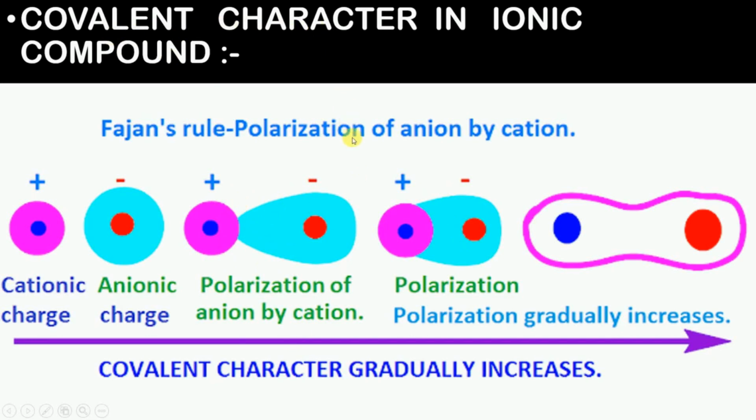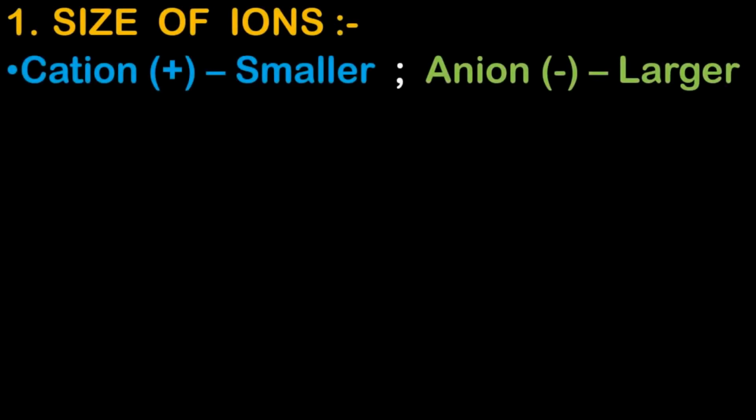But how will you get to know whether there is less polarization or more polarization? This depends on 4 factors that we are going to understand ahead. The first factor is the size of the ions. Your cation must be as small as possible and your anion must be as large as possible. Depending on how small your cation is and how large your anion is, the covalent character is going to vary. Now why is this factor mattering?